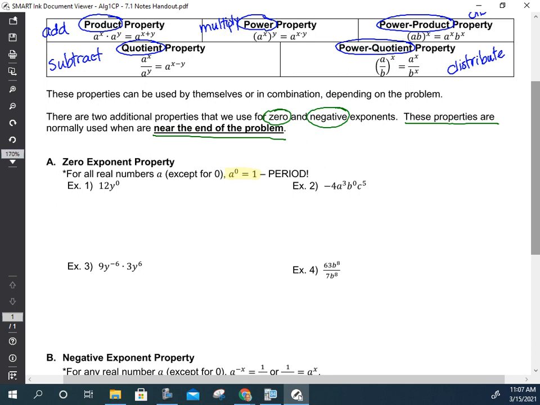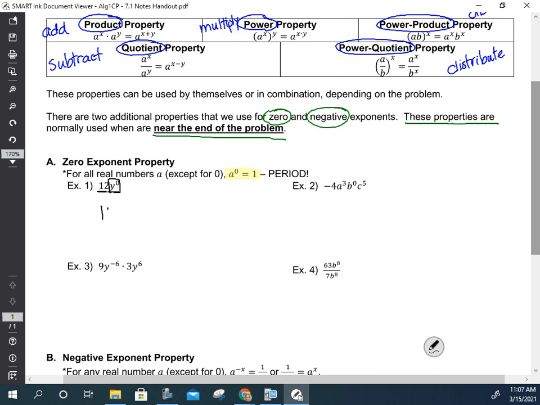So let's look at example number 1. Example 1, you have 12y to the 0 power. So you have 12 and y to the 0 power. The 0 exponent is attached to the y. It's not attached to the 12. If it was attached to the 12, it would have been written as 12 to the 0 power. That's what it means to be attached. So the 0 is attached to the y.